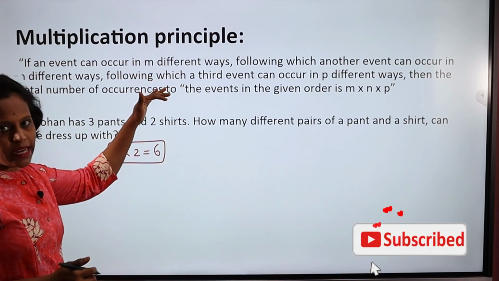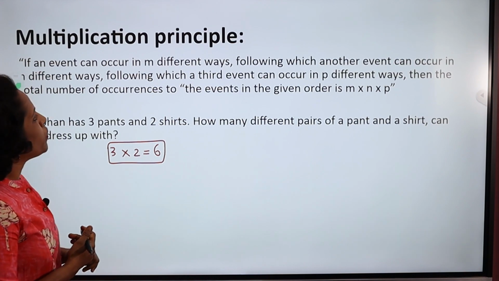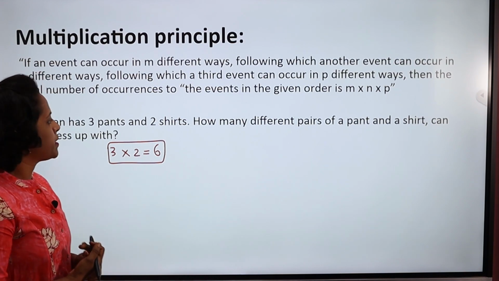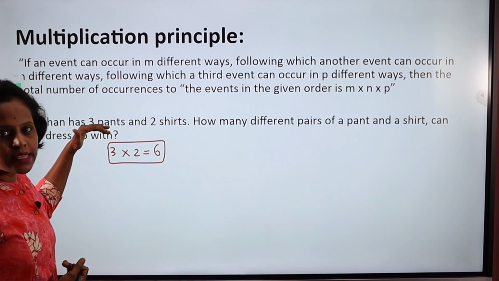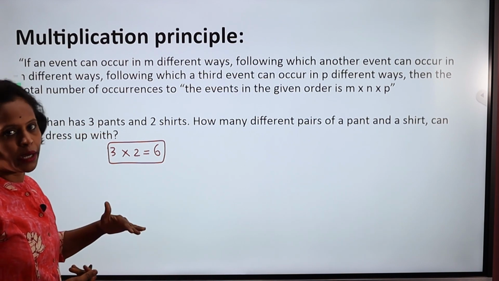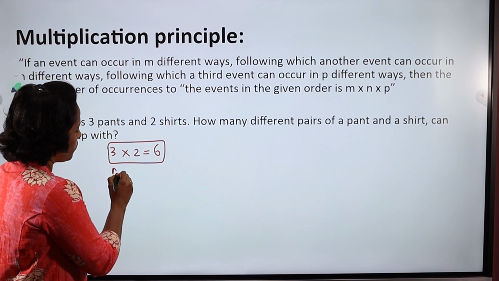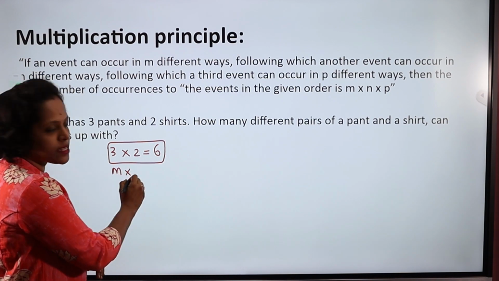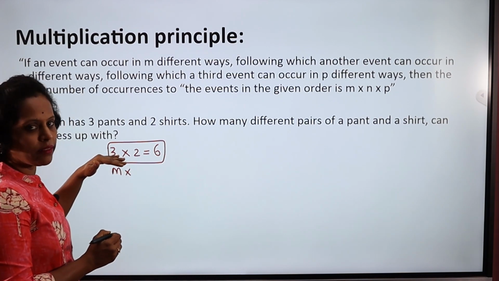Now, going to the statement. If an event can occur in m different ways. So here the first event is selecting 1 pant from 3 different pants. So the first one is m. Here the m value is nothing but 3.